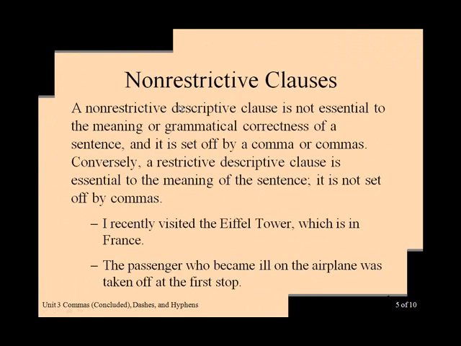Okay. Next, let's talk about non-restrictive clauses. A non-restrictive clause is a descriptive clause that is not essential to the meaning or the grammatical correctness of the sentence, and it is set off by commas. However, a restrictive description is essential to the meaning of the sentence, and it's not set off by commas. So if we need it for the meaning of the sentence, we're not going to set it off with commas. If we do not need it for the meaning of the sentence, then we do set it off with commas.